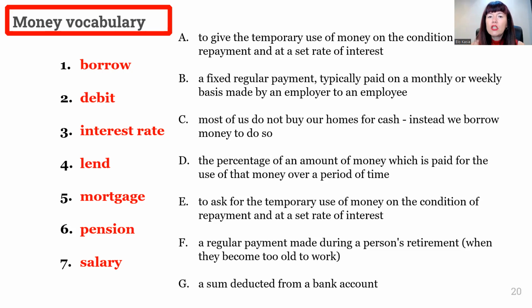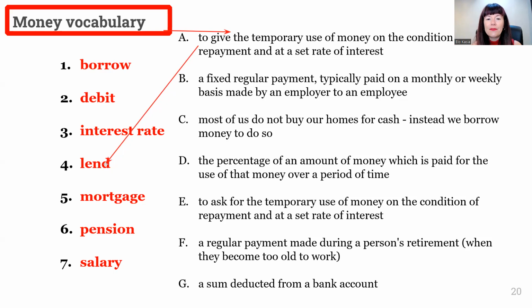So the first one is to give the temporary use of money on the condition of repayment and a set rate of interest. So this is what banks essentially do. Okay, so this is what banks do. Okay. So banks lend money. Okay, so temporarily on the condition that you repay. Okay, and that is usually a set rate of interest.